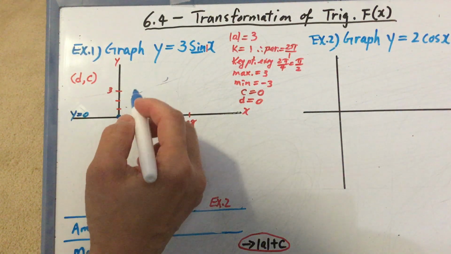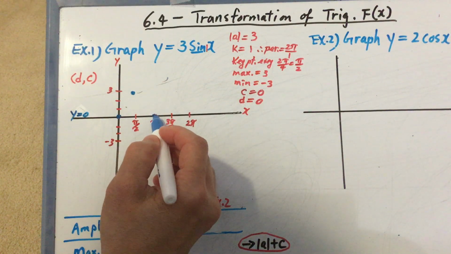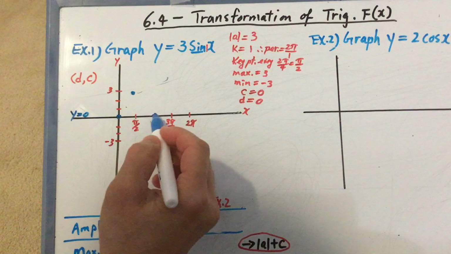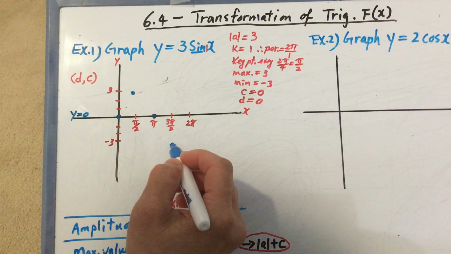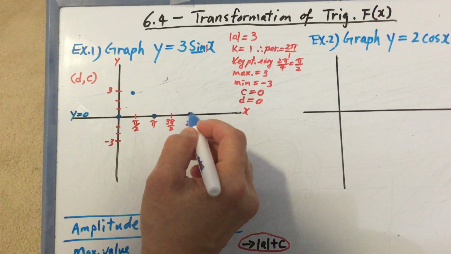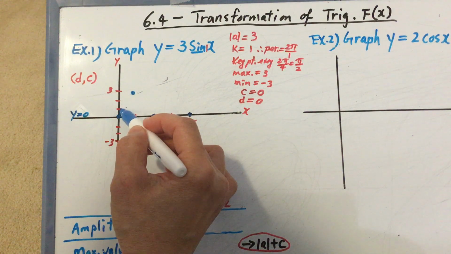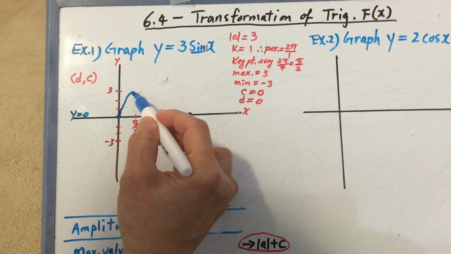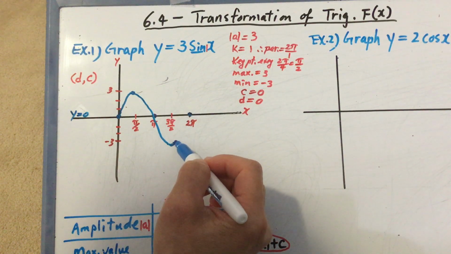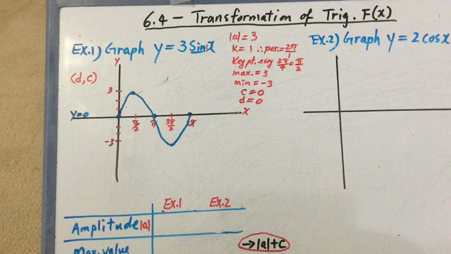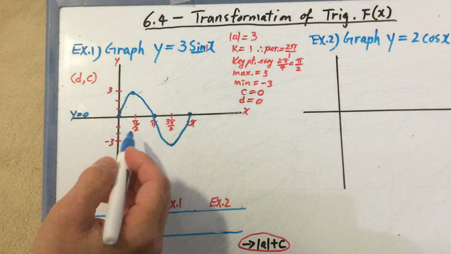So the first quarter, we always go up to the max. Second quarter, we're back to the equation of axis. The third quarter, we're going down to the minimum. And the last quarter, we're back to the equation of axis. Those are the 4 equal parts. When you connect all the key points, this is the graph of 3 sine x, with the amplitude.